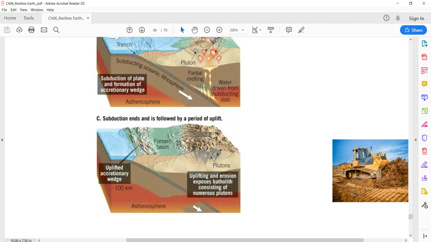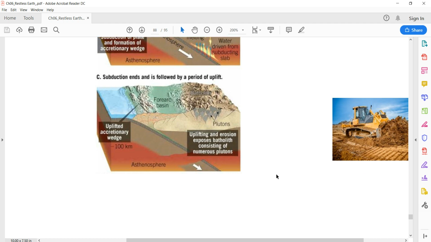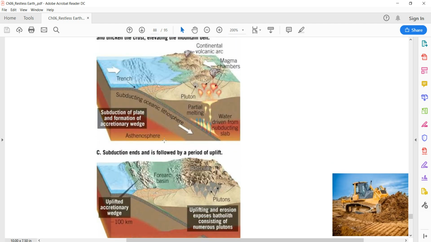And over the years of erosion and some tectonic activity, this may be uplifted, and when this group of plutons is exposed on the surface of Earth, we call it batholith. So this is the mechanism of Andean type mountain, where the oceanic plate is subducting under the continental plate.